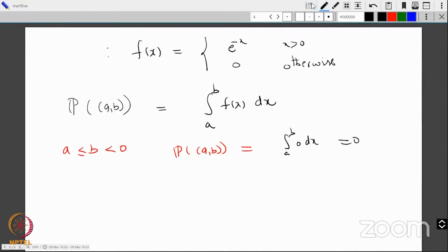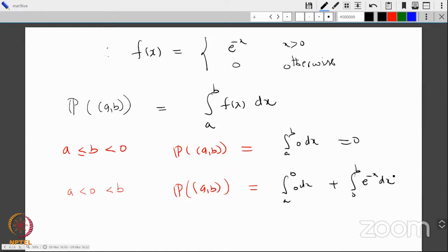Now, what if A and B are both positive? So let's say A is negative and B is positive. Suppose it's like this, in this regime. Then what are you going to get? The probability of AB is going to be equal to the integral from A to 0 of 0 dx, plus the integral from 0 to B of e to the minus x dx. And what's that going to be? This part is 0, this part is minus e to the minus x, evaluated from 0 to b. I just get 1 minus e to the minus b.